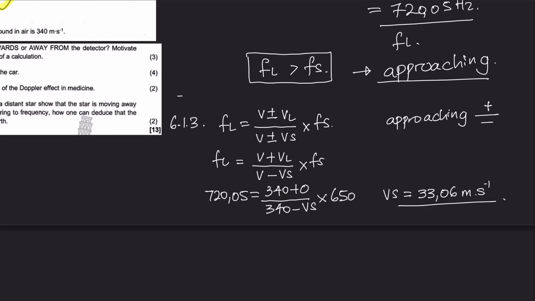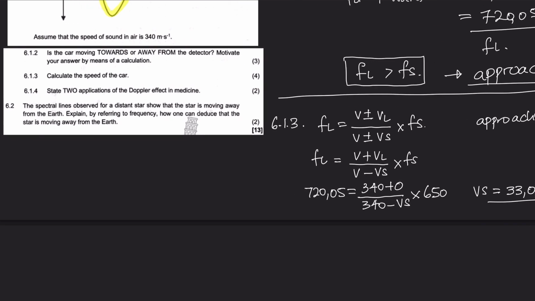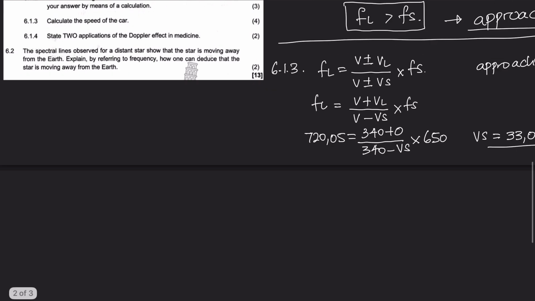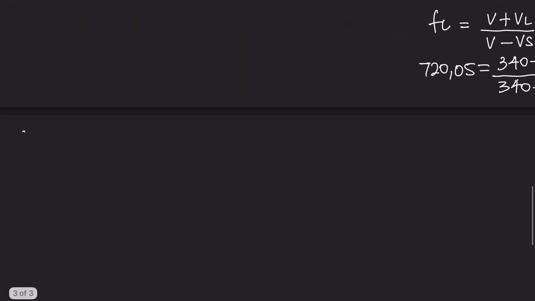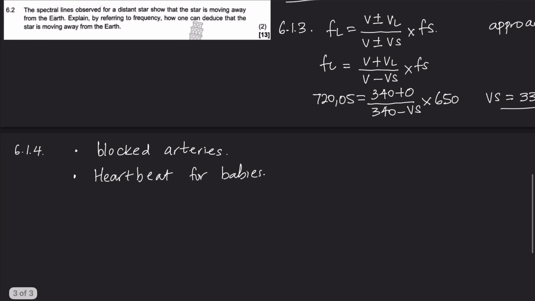Okay. Next question, state two applications of the Doppler effect in medicine. In medicine, again, this is just theory, you could say it's used to detect blocked arteries. It's used to detect heartbeat for babies. There are others, but just learn the simple ones.